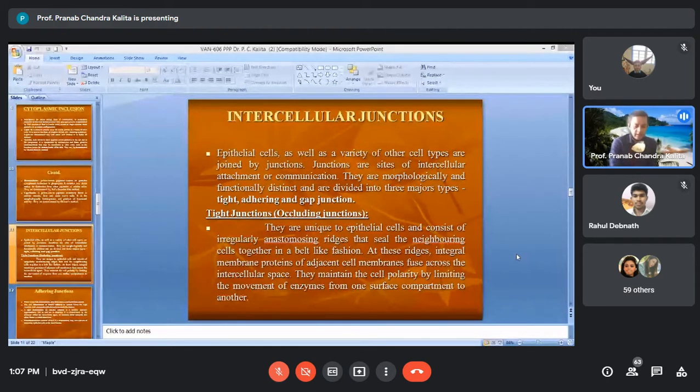So that is about the tight junction. They are very unique, and they are unique to the epithelial cells only. They shield the cells in a belt-like fashion, and maintain the cell polarity by restricting the movement of the enzyme from one surface to another.